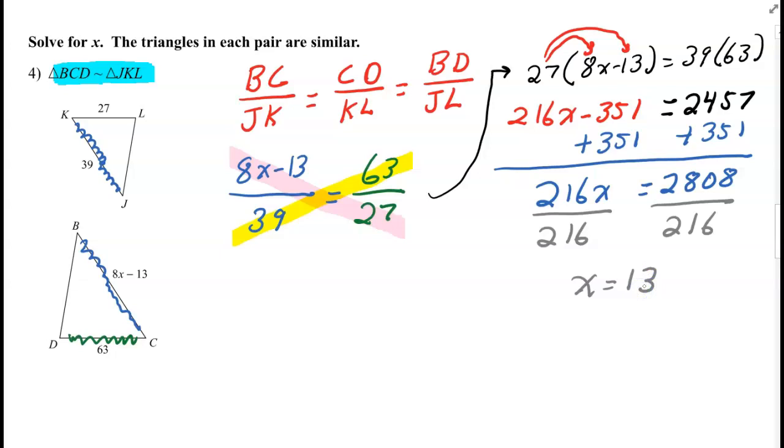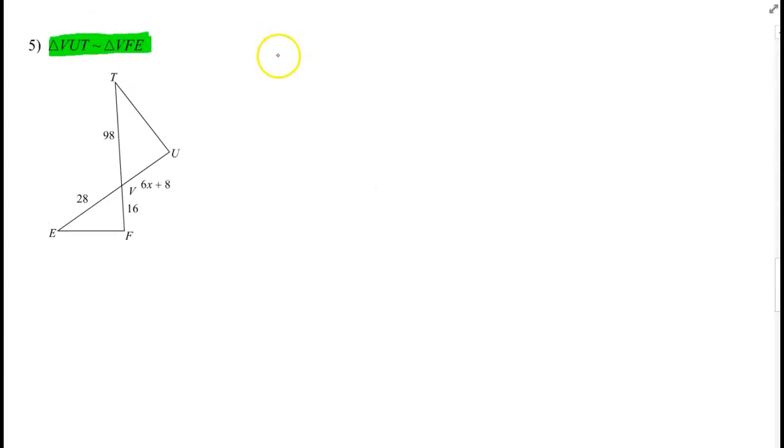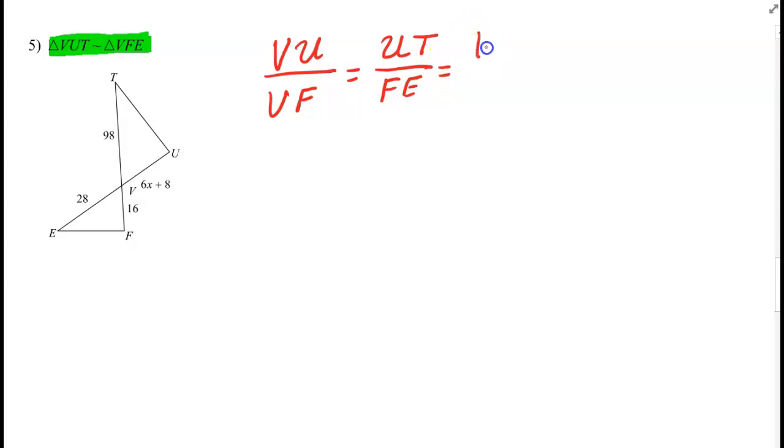If you want to pause the video and try problem number 5, please do so. Alright, so let's take a look at problem number 5. Again, I always use the letter, not the picture. So I'm going to write the proportions. VU, first two letters, over VF is equal to UT over FE, second two letters over second two letters. And that's equal to VT over VE, outside letters over outside letters.